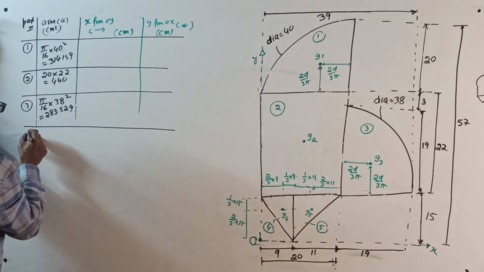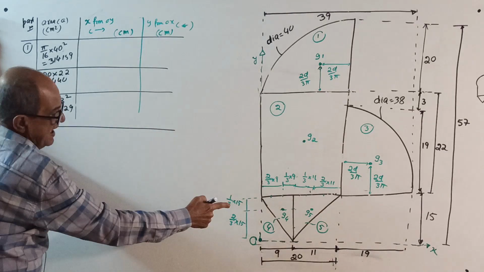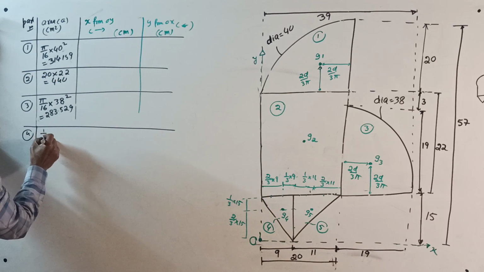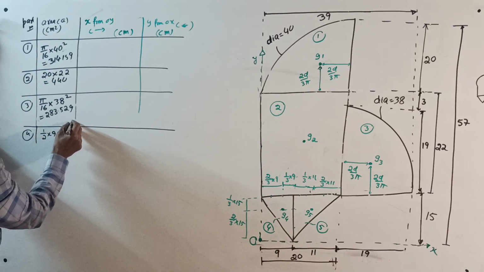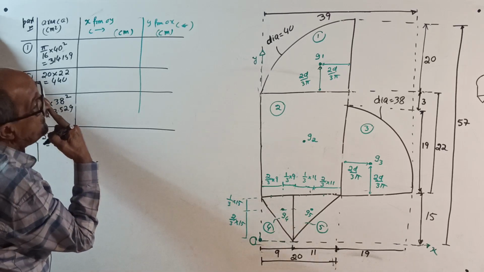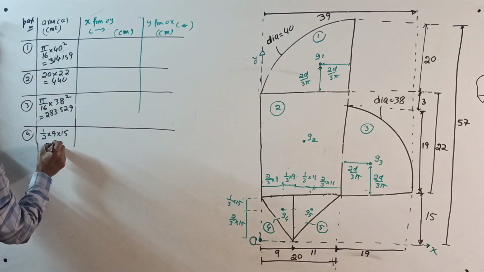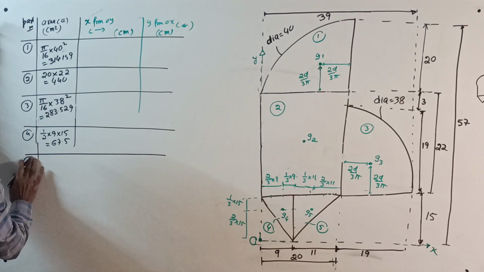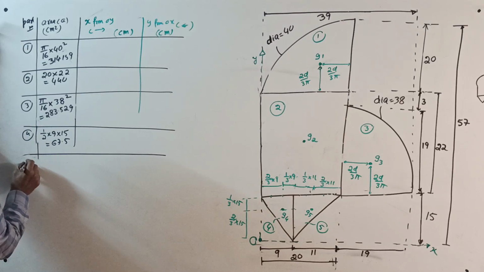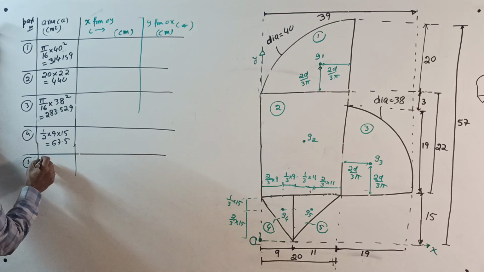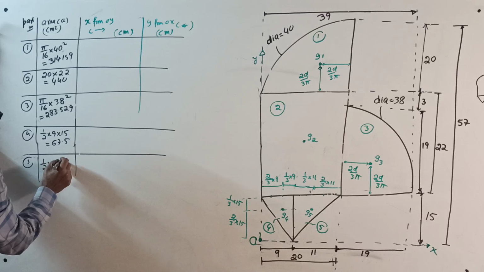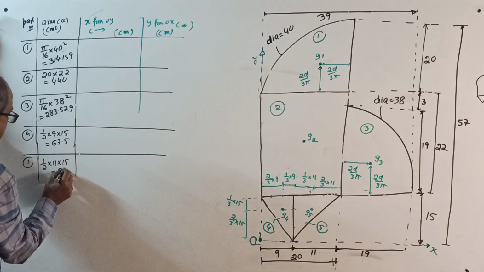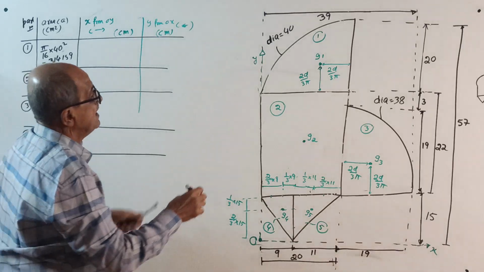Figure number 3 over. Figure number 4, it is a triangle, half into 9 into 15, equal to 67.5 centimeter square. Figure number 5, half into 11 into 15 equal to 82.5. Okay, this is simple.